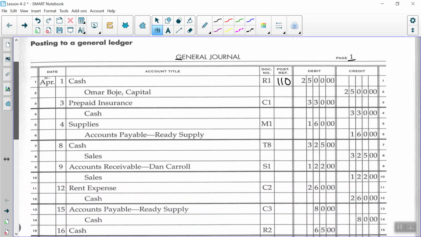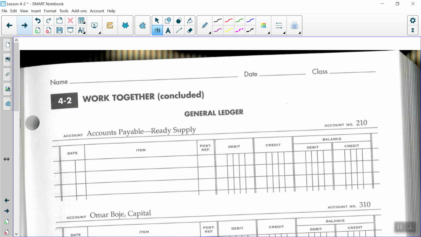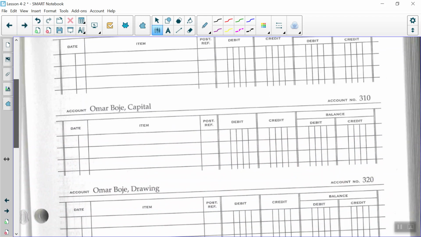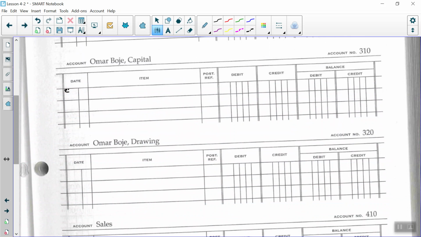All right, so next we got Omar Capital. So we go find the owner's equity account. I got it on page 63. Okay, so again, it's our first one. So we're going to put the full date, 2019, April 1st. Post reference again is going to be G1. This was a credit for $2,500.